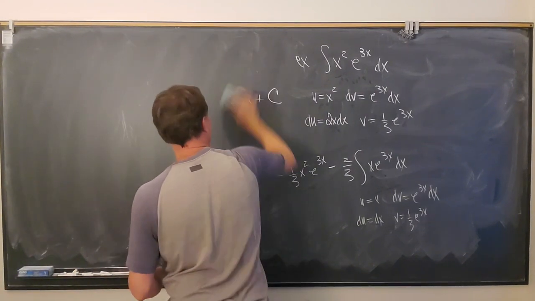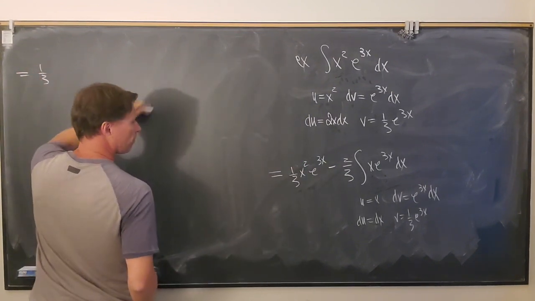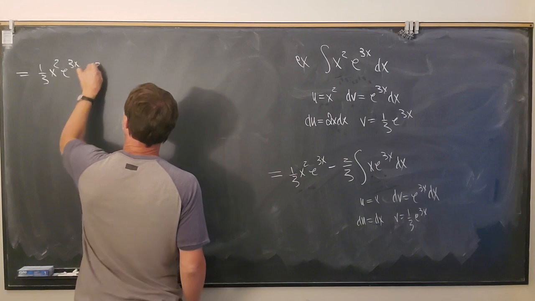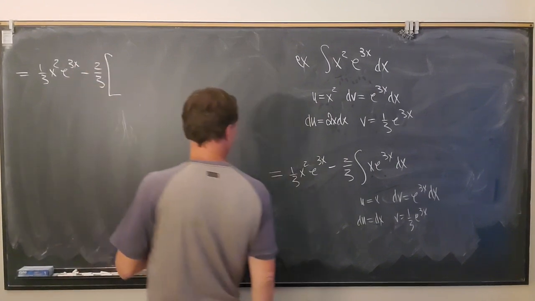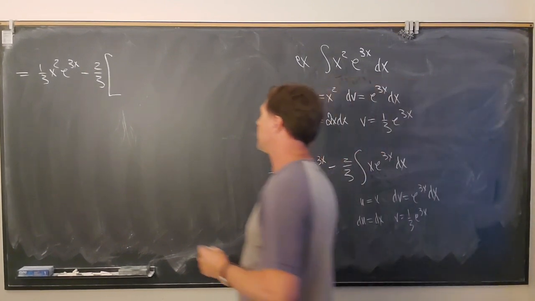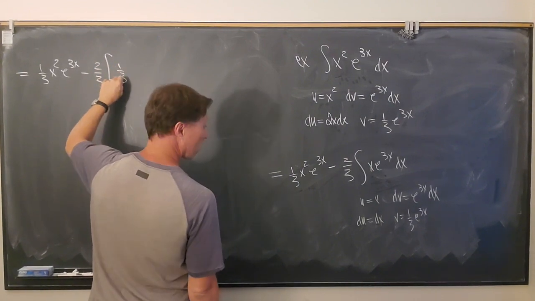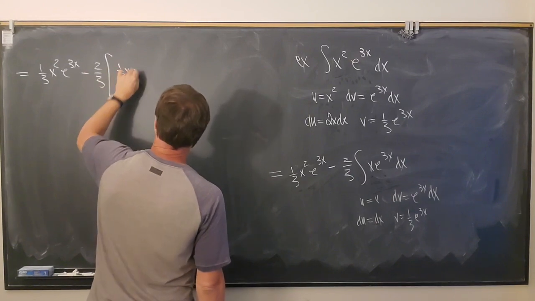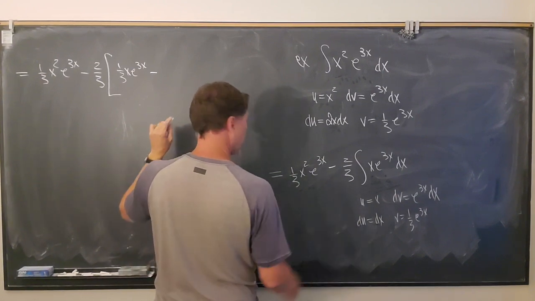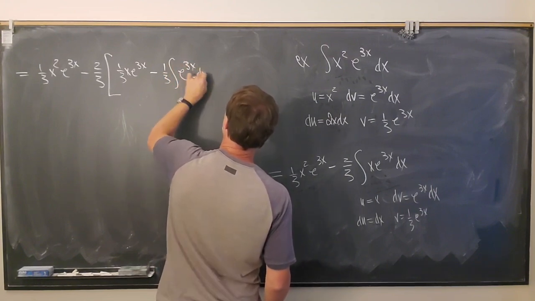So let's continue with what we have here. And what we have is 1/3 x squared e to the 3x, that's this part right here, minus 2/3 times, now in the square brackets, I'm going to write down the result of doing integration by parts to this piece right here. So we'll have u times v, that's 1/3 x e to the 3x, minus the integral of v du. So that's minus 1/3 integral e to the 3x dx.